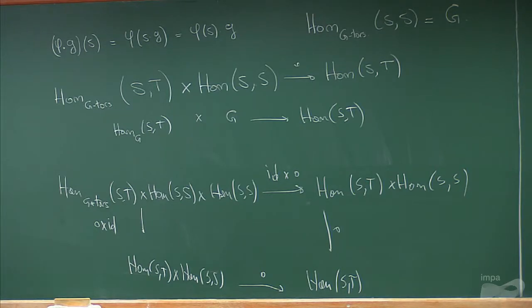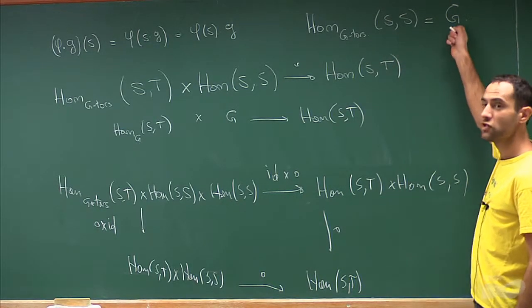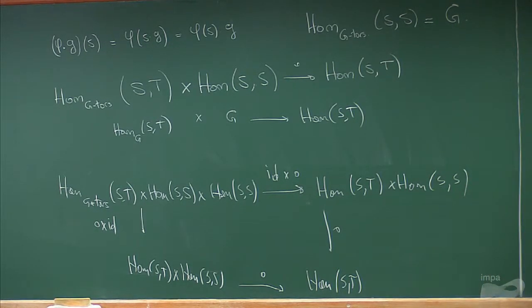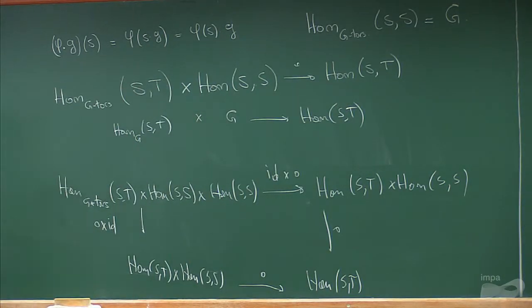So where did we do something wrong? I mean, either that board is wrong or this board is wrong. But if we're in a category, we expect that composition is the multiplication in G. Right? Under the isomorphism between Hom(S,S) and G, the composition is the multiplication in G. Hence, that isomorphism is not natural. Right? The isomorphism from Hom(S,S) into G?